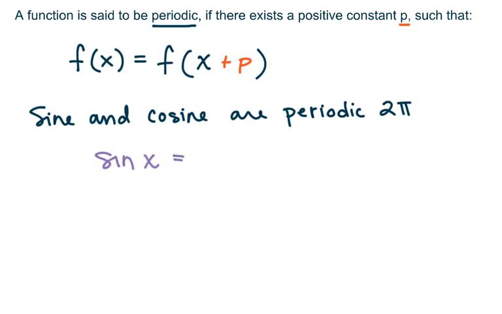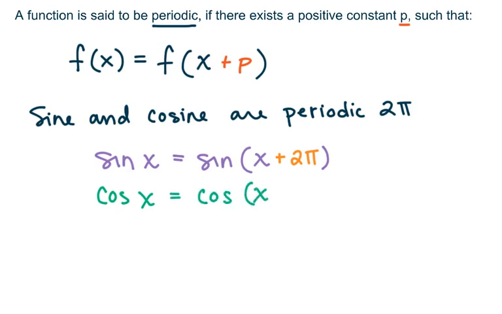So since sine and cosine are periodic 2 pi, we could say that sine of x is also equal to sine of x plus some 2 pi value. And the same for cosine. Cosine x would be the same as writing cosine of x plus any 2 pi value, because that's its period, and that would give us the same graph.